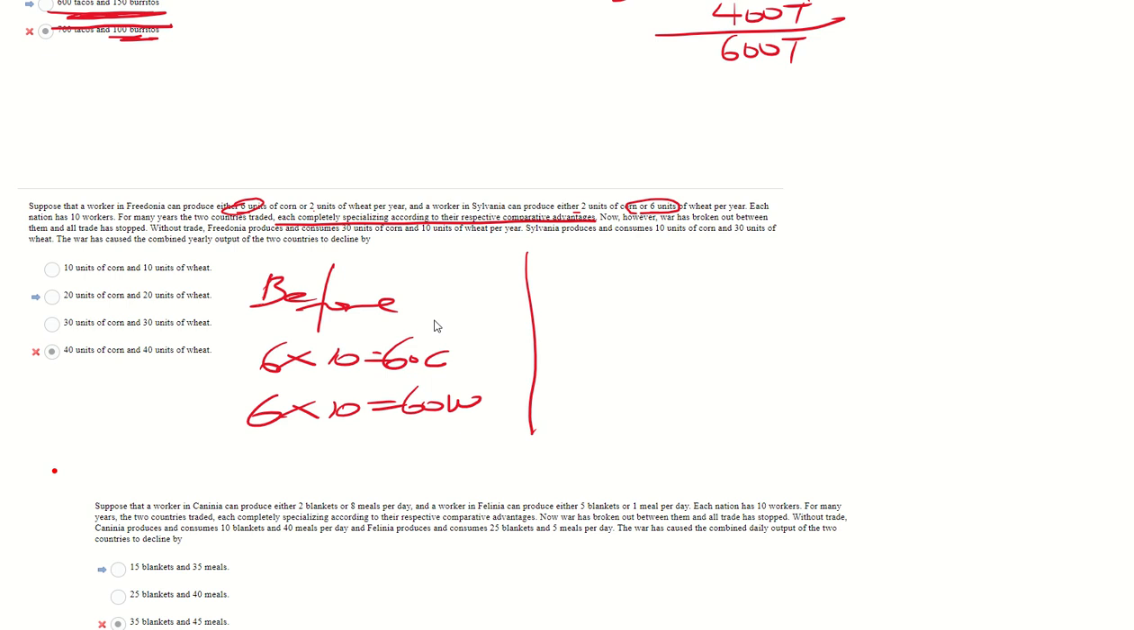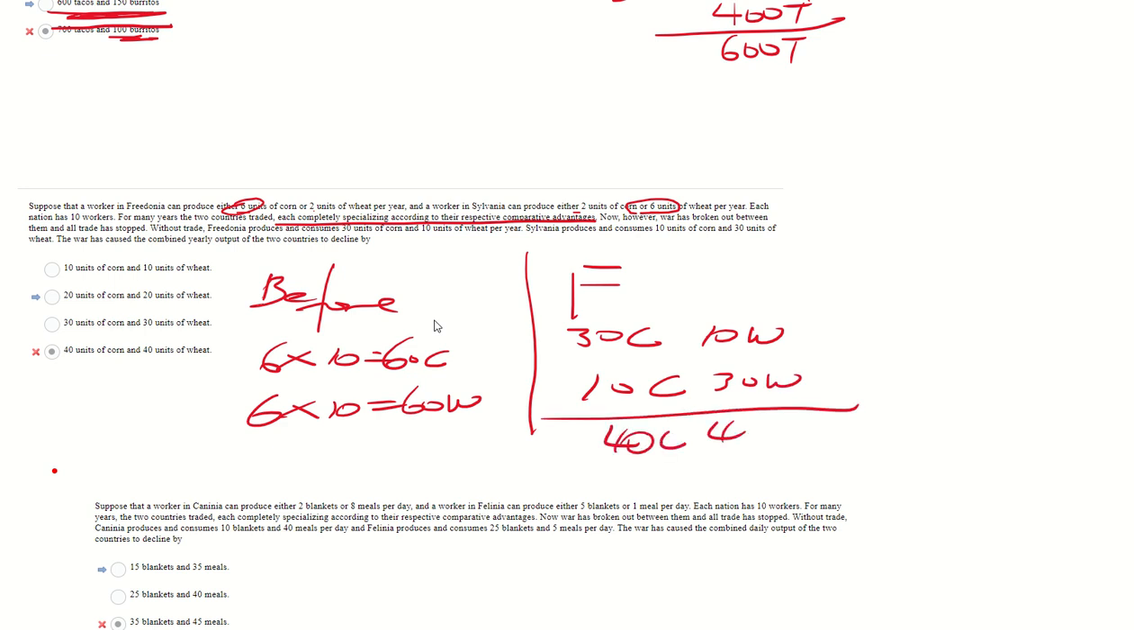Now after the war, Fredonia has 30 units of corn and then 10 units of wheat. And then Slovenia has 10 units of corn and then 30 units of wheat. So together, this combination is going to be 40 corn and then 40 wheat. Now compared to what we had before, it was 60-60. So now it's 40 and 40. So it looks like we're giving up 20 corn and 20 wheat. Okay, so that's the answer. All right, and then last question.